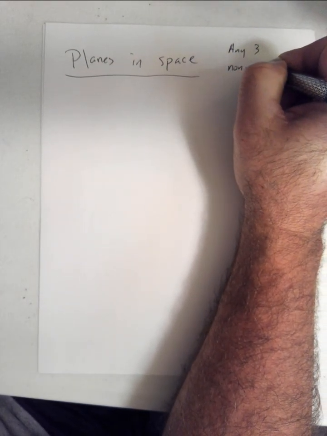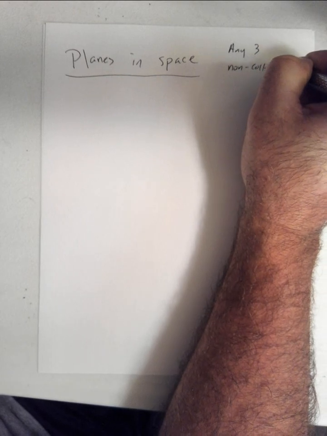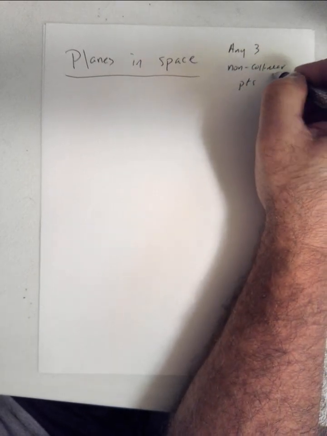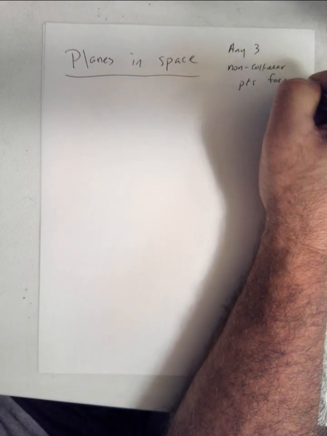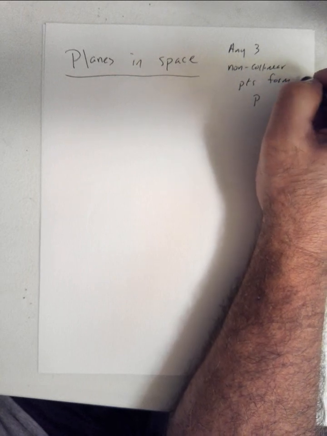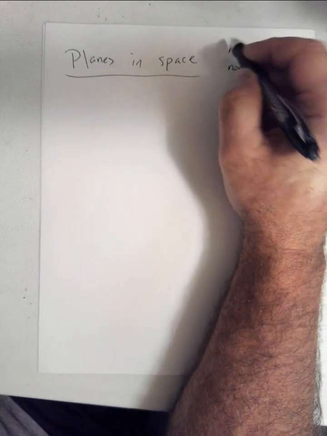Also, remember that any 3 non-collinear points form or determine a plane, right? So this is where we want to get to. I want to be able to give you 3 points in space and have you find the plane equation that contains them.